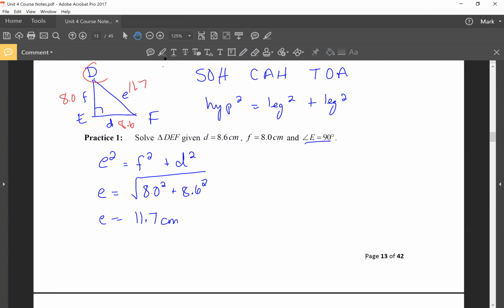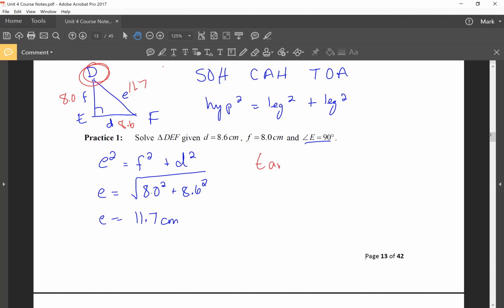We'll start up here at angle D. I can use, I don't know who mentioned this in the chat, Amar, I think, mentioned this. How do you know when to use sine, cosine, or tangent? You can use whatever you want. Let's use tangent.